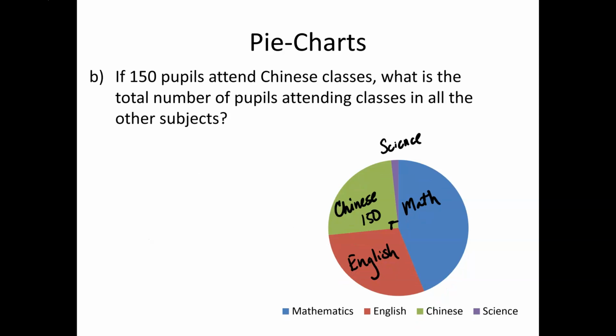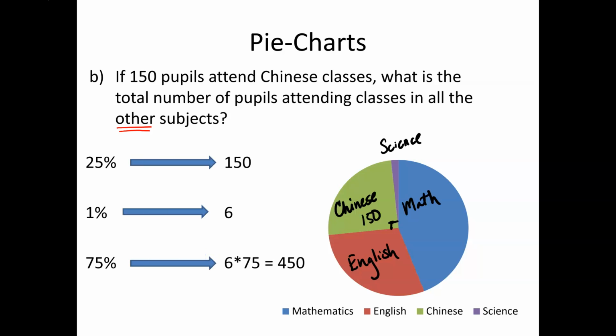So next one, letter B says, if 150 pupils attend Chinese classes, what is the total number of pupils attending classes in all the other subjects? Okay, so we have 150 kids attending Chinese, and let's just use a little unitary method to figure out how many kids attend all of the other classes. Now, I want you to notice that in our word problem here, it says other subjects. So it's not asking me the total number of pupils in the center, it's asking me how many other pupils make up all of the other classes.